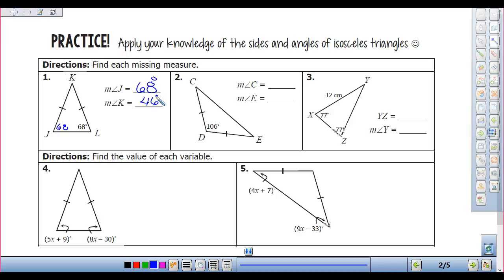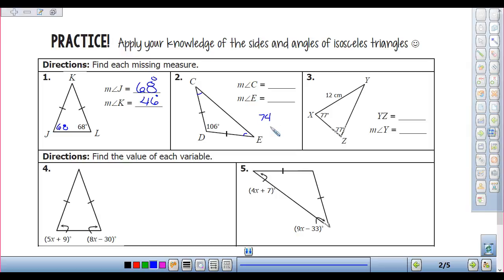All right, so if CD and DE are congruent, what are my base angles? I'm looking at these base letters. My two congruent angles are C and E, yep, because those are opposite my congruent sides. So if D is 106, how many degrees do I have left? 74. So I have 74 degrees to work with.